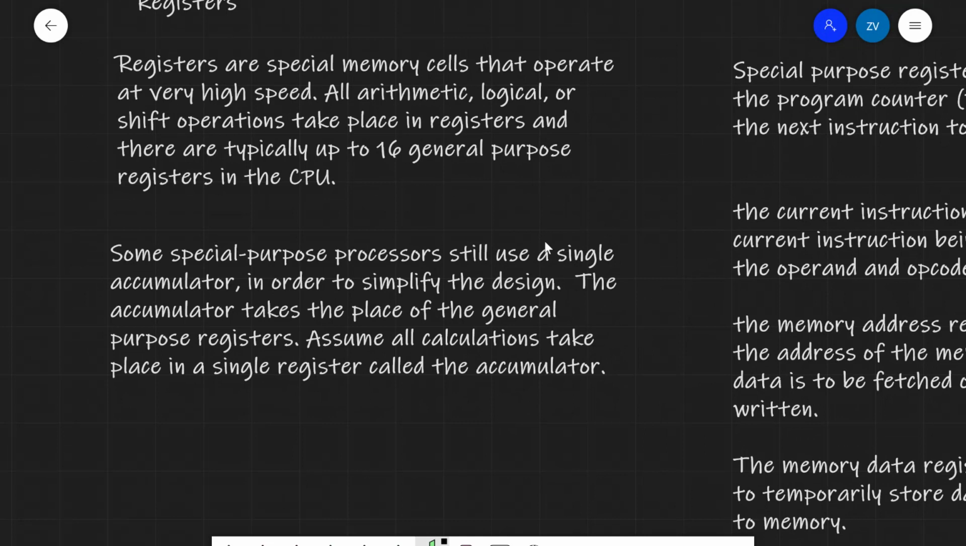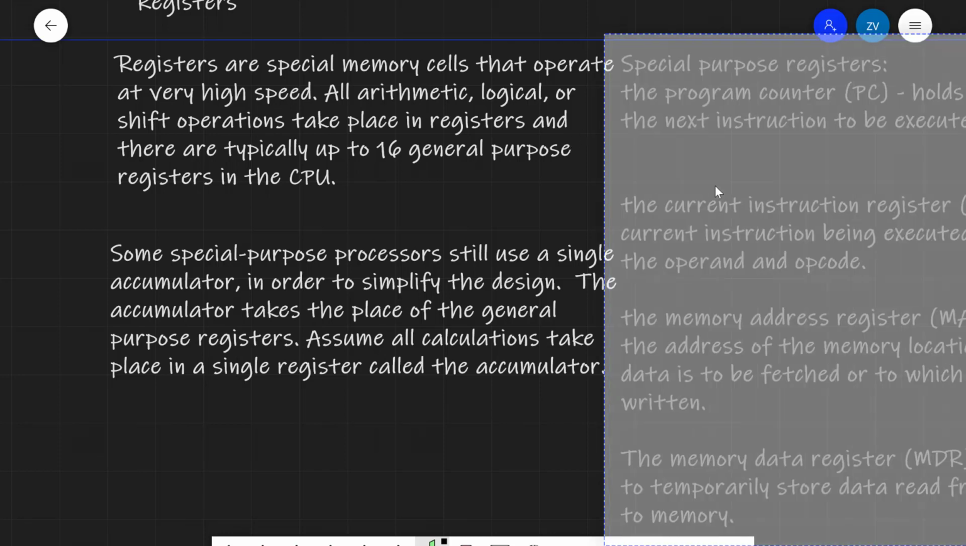Okay guys, now let's have a look at registers. Now what are registers? They are special memory cells that operate at very high speed, and all arithmetic, logical and shift operations take place in registers. There are typically up to 16 general purpose registers within the CPU. Now some special purpose processors still use a single accumulator in order to simplify the design, and the accumulator takes the place of the general purpose registers. Assume all calculations take place in a single register called the accumulator.